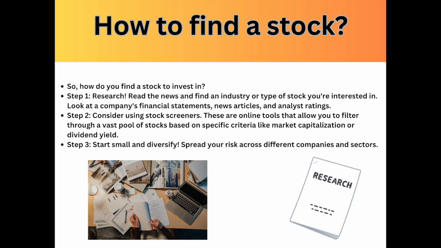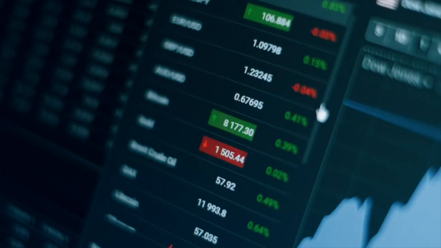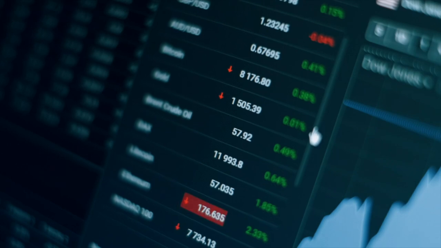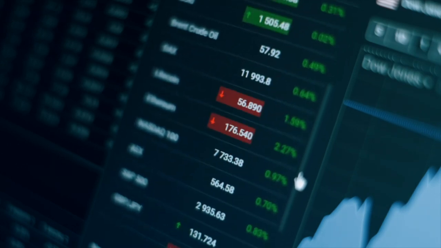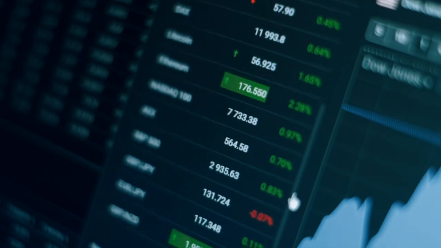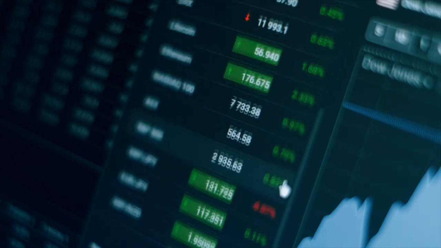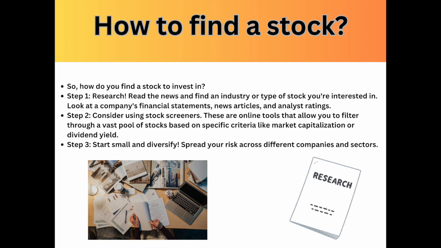You want to read the news and find an industry or type of stock you're interested in. Now, you can be looking at a lot of stock screeners, which are websites that will show you how the market is doing and how each industry is doing. Is the tech industry going up? Is the automotive industry going down? Based on each industry, it will tell you if it's going up or down. Therefore, you want to read the news and find an industry that you think or hope will go up, or something that you're interested in.